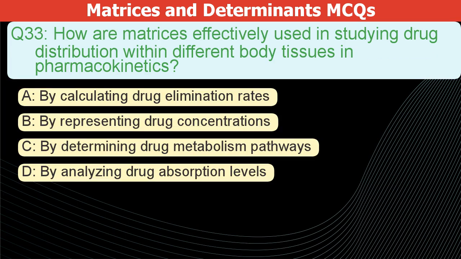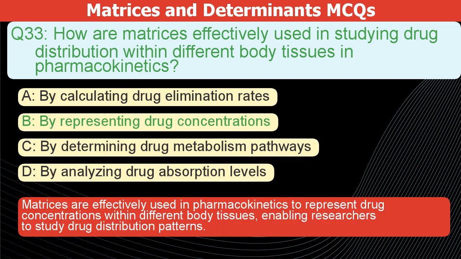How are matrices effectively used in studying drug distribution within different body tissues in pharmacokinetics? A. By calculating drug elimination rates. B. By representing drug concentrations. C. By determining drug metabolism pathways. D. By analyzing drug absorption levels.